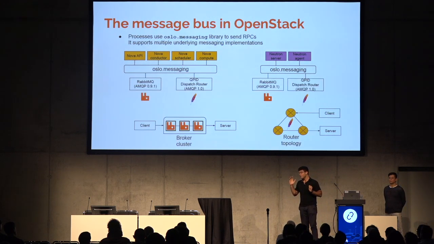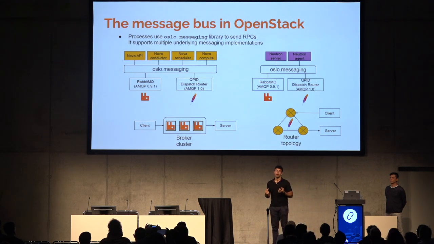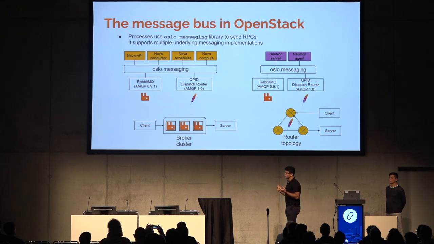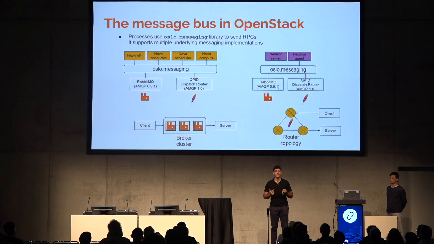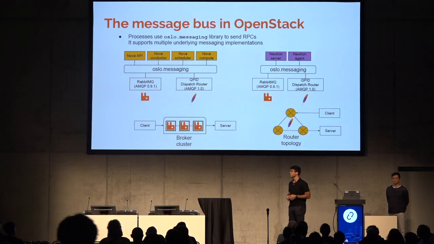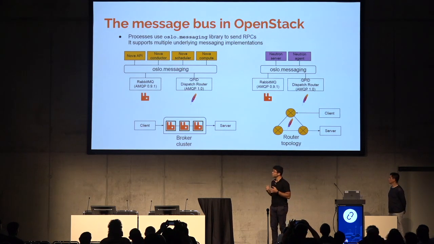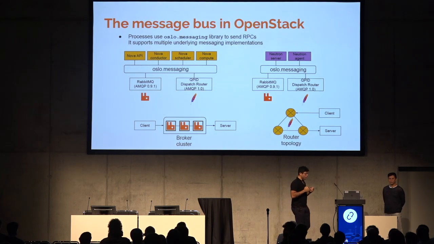Of course, here, all the processes can play the client and the server part. So for example, Nova Conductor can be client to Nova Compute when sending a boot request. And Nova Compute can be a client to Nova Conductor when sending information about the VMs running on the compute node. More precisely, the message bus is, first of all, Oslo messaging, which is an OpenStack library for sending RPCs.